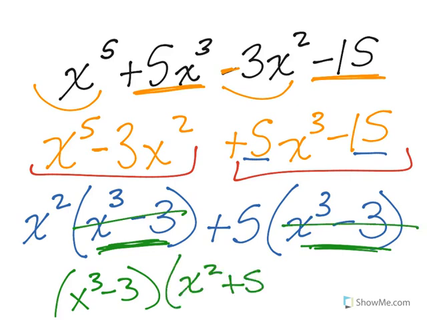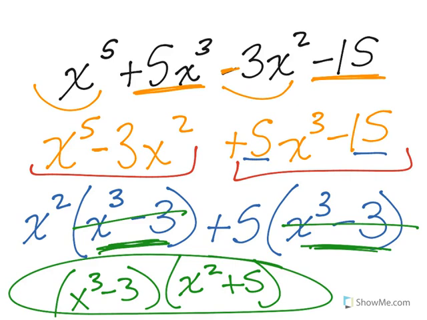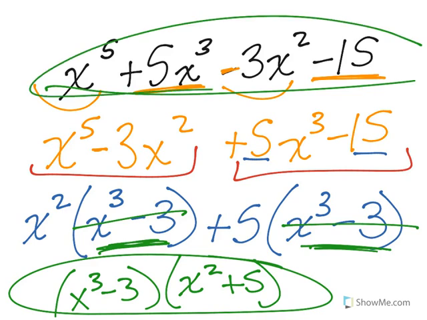x squared plus 5. And if you're not sure if that works, you could always multiply this out using the FOIL method or the double distribution, depending on how you learned it, and you should end up with the same thing we started.